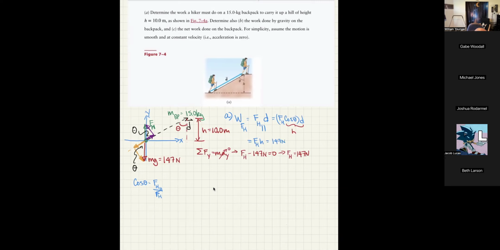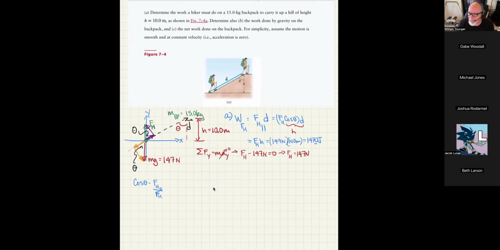147 newtons times H, which is 10 meters, gives us 1,470 joules. And of course, we only had 3 sig figs, so that zero is not a sig fig. So the work done by the hiker in this case is 1,470 joules.